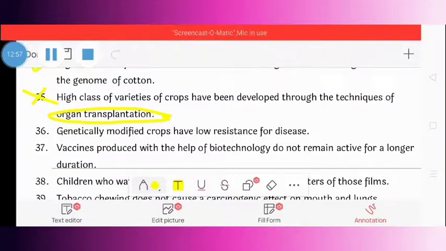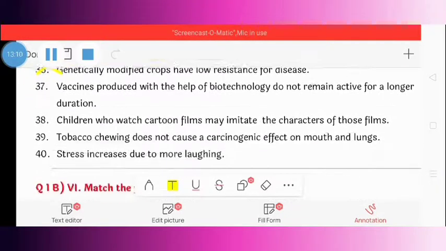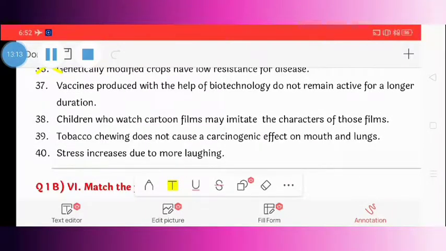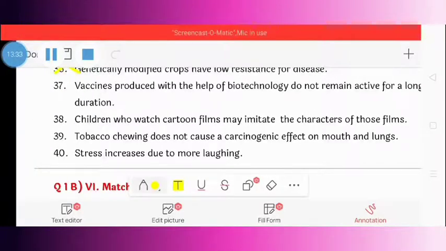Question number 36. Genetically modified crops have low resistance for disease. This statement is also false, because genetically modified crops have high resistance for disease. Question number 37. Vaccines produced with the help of biotechnology do not remain active for a longer duration. This is also false, because vaccines produced with the help of biotechnology remain active for a longer duration. So "do not" is the wrong word here. So this statement is false.